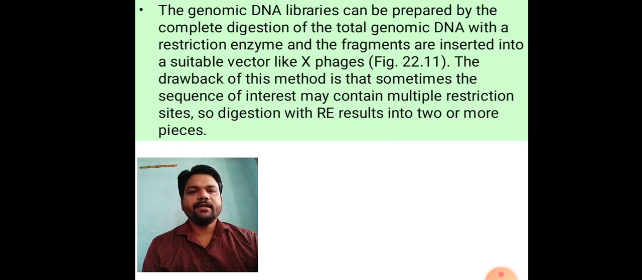Genomic DNA libraries can be prepared by the complete digestion of total genomic DNA with restriction enzymes, and the fragments are inserted into suitable vectors like lambda phages, as already mentioned in the figures. The drawback of this method is that sometimes the sequence of interest may contain multiple restriction sites. So, digestion with RE, restriction enzymes, results in two or more pieces. That means more than one restriction site.